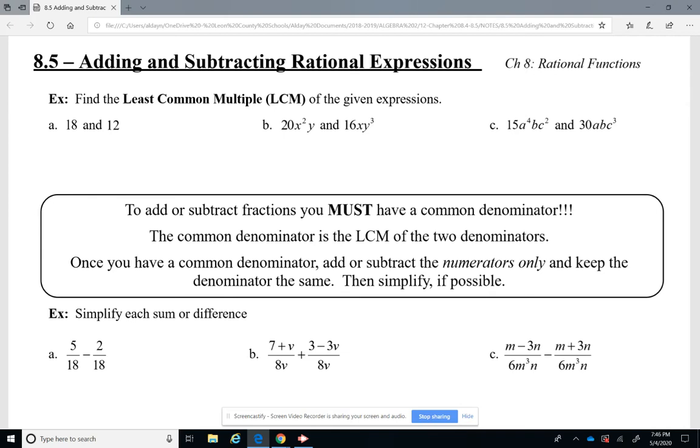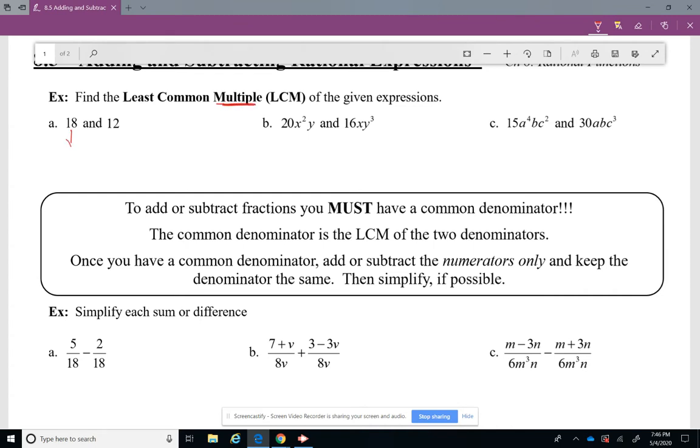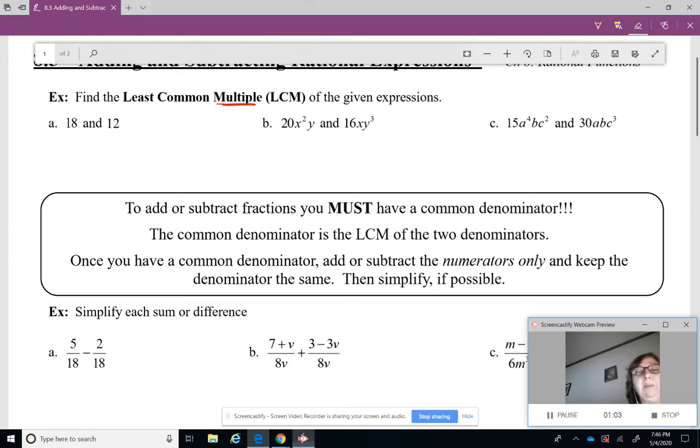So adding and subtracting rational expressions. Remember, rational has the root word ratio, so we're talking about fractions. All right, we're going to start out with finding the least common multiple of the given expressions. Now remember, least common multiple, that's going to be a number that both 18 and 12 can go into evenly, and it's going to be the lowest number. So there's several ways you could do this. You could count by 18 and you could count by 12, and then you could see where they have one in common. But I want you to just think about it and see what you think it would be.